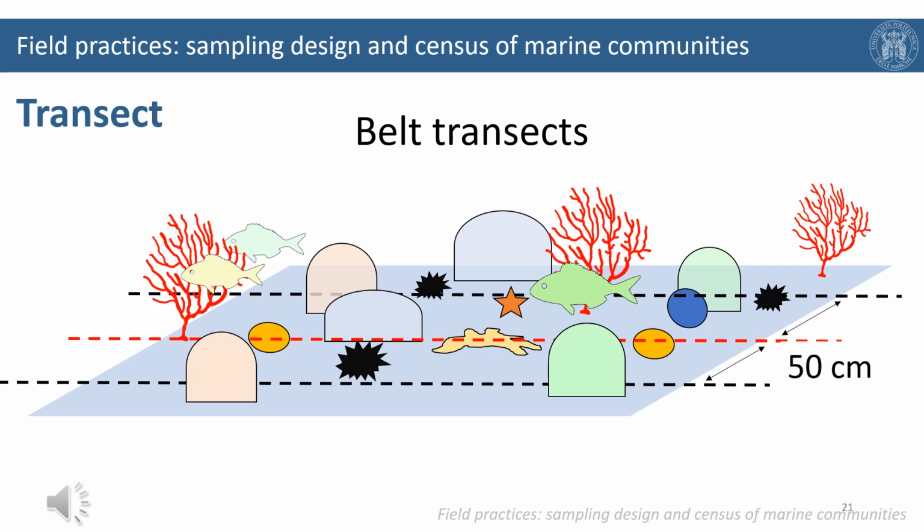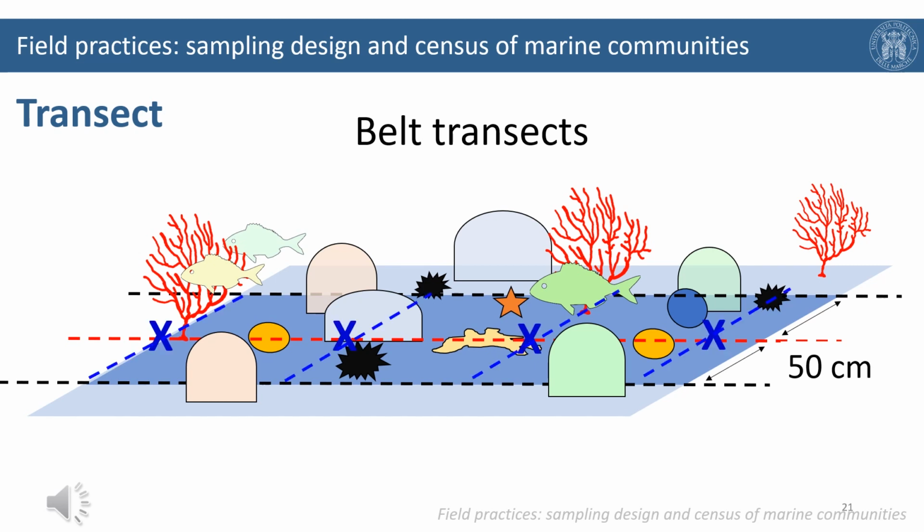Distance at each side of the line transect could vary in relation to target species. In general, you would consider a total width of 1 meter, or 50 centimeters on the left, and 50 centimeters on the right of the line transect. You could collect records along the entire belt, for example, when you are recording fish. Otherwise you could collect data at fixed points, combining the belt transect with a point intercept transect.